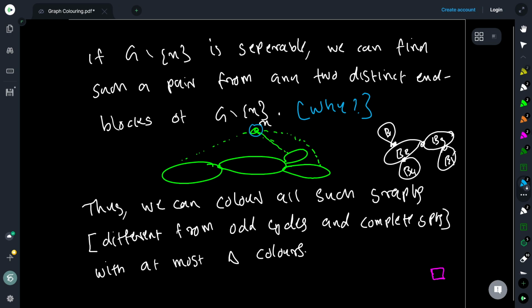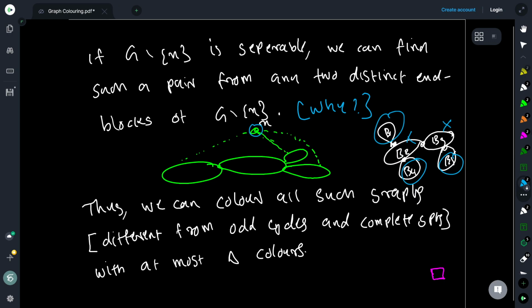So in other words, what I'm saying is that there are always some blocks which have exactly one cut vertex. That is called an end block. Some terminology that we can use: an end block is a block which has exactly one cut vertex. For example, here this is an end block, this is an end block, this is an end block, but this and this are not end blocks. There is more than one cut vertex incident.